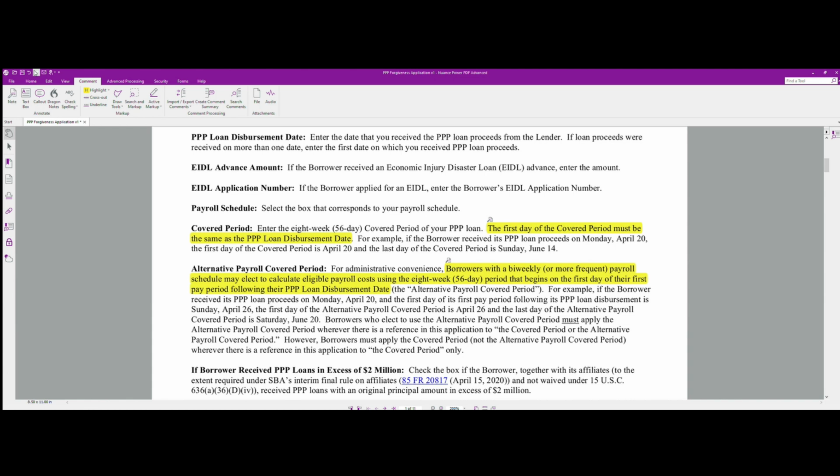As an example, let's say that you received your PPP loan on a Wednesday, but your next payroll period starts on Friday. To not have a cutoff where your PPP loan is part in one pay period and part in another pay period, they're allowing you to start your 8-week forgiveness window at that following pay period date. So in this example, your 8-week window for payroll would start on that Friday, the subsequent pay period that started after you received your loan disbursement date.